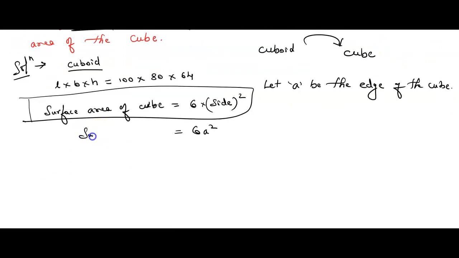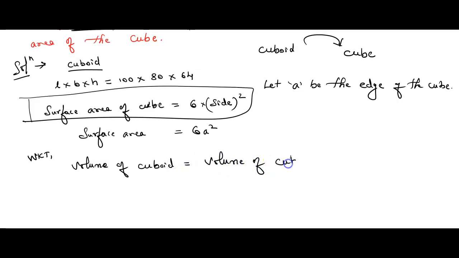what can we find, children? Surface area is equal to 6A square. We know that, WKT, in this problem, volume of cuboid is equal to volume of cube. Correct, no, children? Volume of cuboid and volume of cube both are the same, because we are melting the complete cuboid. The same quantity of cuboid we are using to make the cube shaped object. Understood? So volume of cuboid equals volume of cube.